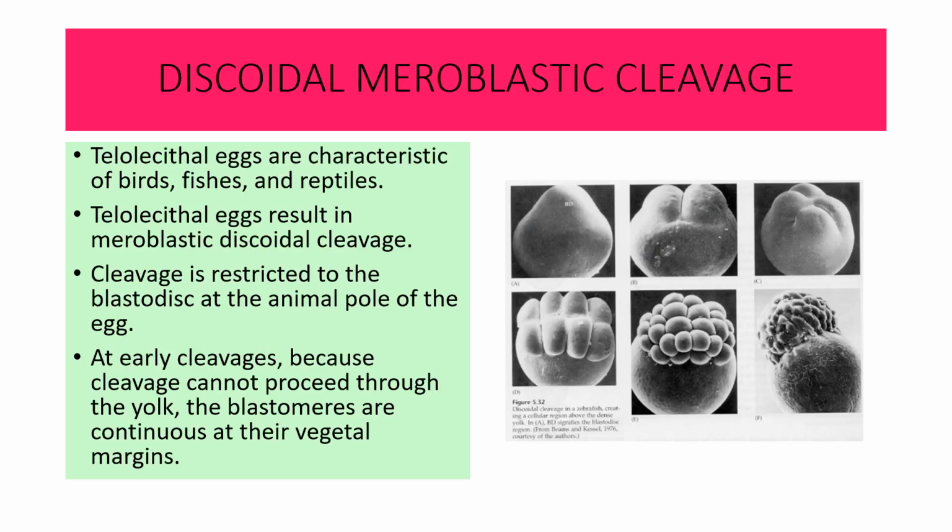Now coming to the meroblastic cleavage, first of all the discoidal cleavage. You see here, this is the zygote. In the upper disc portion only, the cleavage of cells occurs. A large number of cells are formed over the upper portion only. Telolecithal eggs result in meroblastic discoidal cleavage. It is restricted to the blastodisc at the animal pole of the egg only. At early cleavages, because cleavage cannot proceed through the yolk, the blastomeres are continuous at their vegetal margins.